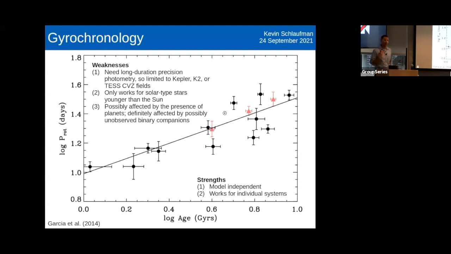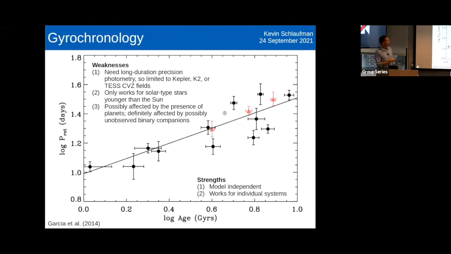The weakness is that you need that precise space-based photometric data, and we don't have that with a long enough duration, with enough sensitivity for every star we'd like to do this for. And so currently, this is limited to the Kepler, K2, and the TESS continuous viewing zone fields. As more large-scale photometric data becomes available, thanks to TESS, thanks to Plato in the future, maybe we'll be able to do this more elsewhere, but right now we can only do it in these fields.